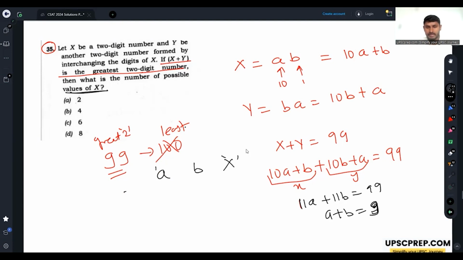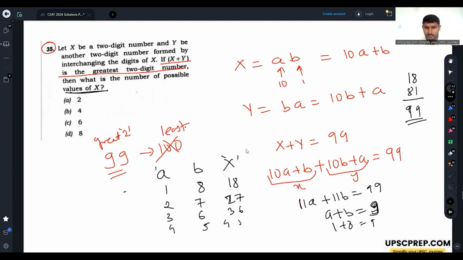Okay, let's say if I take value of A as 1, so what will be the value of B? It will be 8, because 1 plus 8 is 9, right? तो X का कितना बनेगा? 18. तो if you just take 18 और उसका उल्टा अगर हम लोग करेंगे 81, तो 99. We are getting the maximum two digit number. Okay. Similarly यहाँ पे 2 7 करूँगा तो यहाँ पे it will be 27, right? यहाँ पे 3 6 36 होगा, 4 5 45 होगा, right? 5 4 कितना होगा? 54 होगा, right?